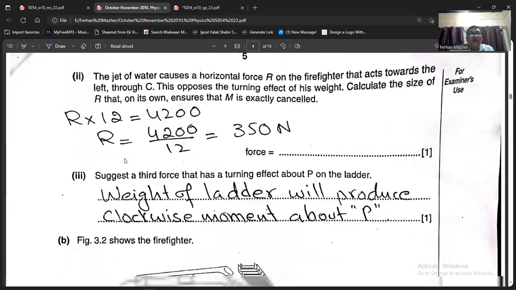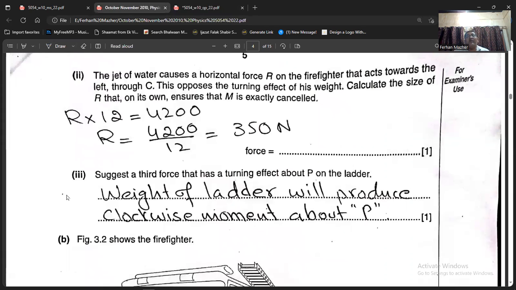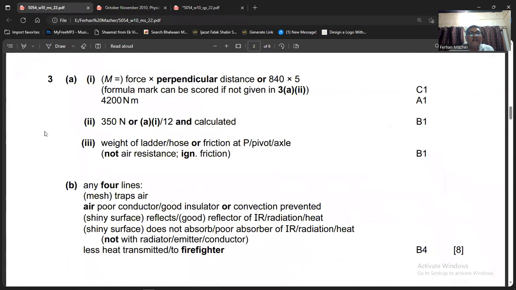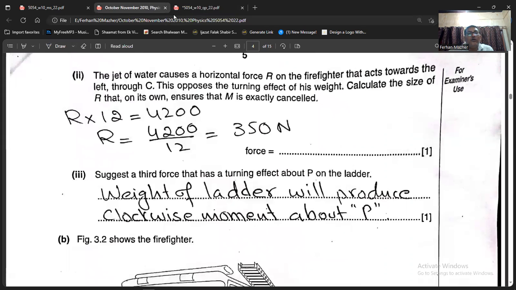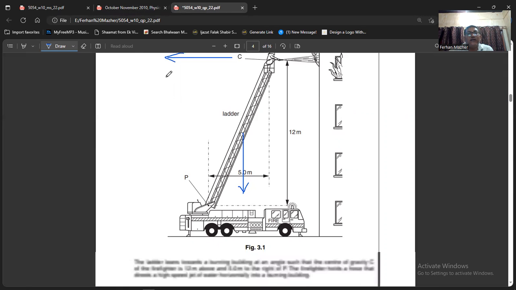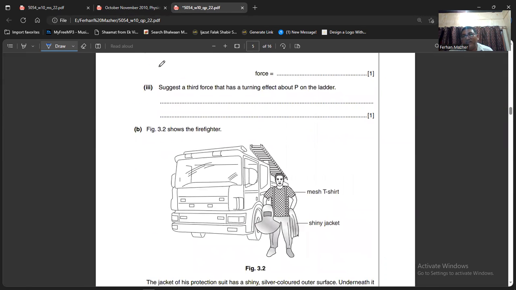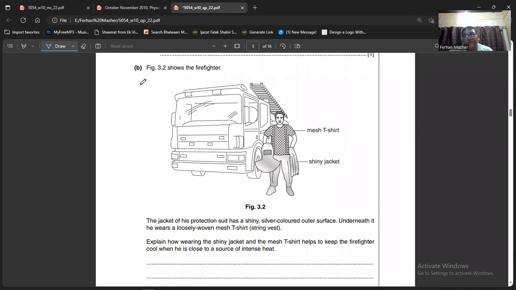So let me show you. Weight of the ladder will produce clockwise moment about the P. That is my answer. So let's check. Weight of the ladder, okay. So that is my answer. You can pause the video when I show you the marking scheme. Okay, question number 3, it's B part.